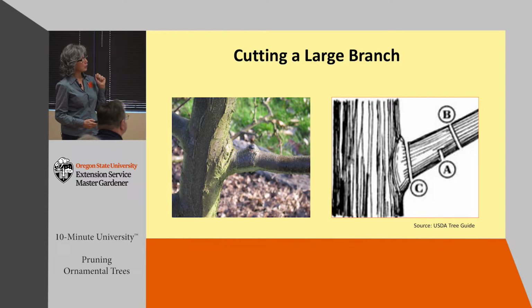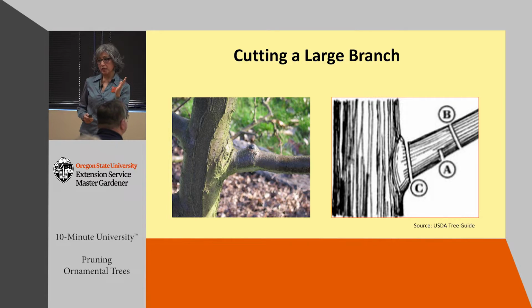And when we cut a large branch, always use the three-step cut. First, 6 to 12 inches away from the point of attachment, make an undercut. Then go out a little and make a complete cut, and that's B. So you remove the weight. And then finally, make the clean cut, that's C.